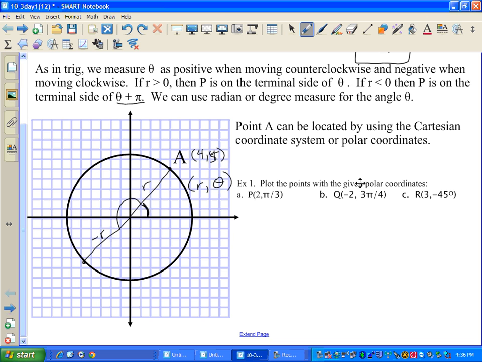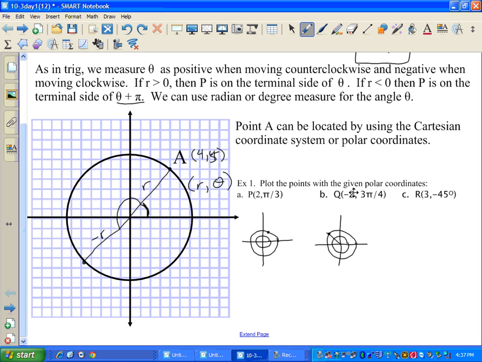Example 1, plot the points with the given polar coordinates. All right, so the first one has a radius of 2. So here's a radius of 1, here's a circle with a radius of 2, and then we go to pi over 3. So that pi over 3 is about right there. In letter B, we have a radius of negative 2. So I do know that I'm going to have a circle with radius of 2. We go to 3 pi over 4. 3 pi over 4 would be somewhere about right there.